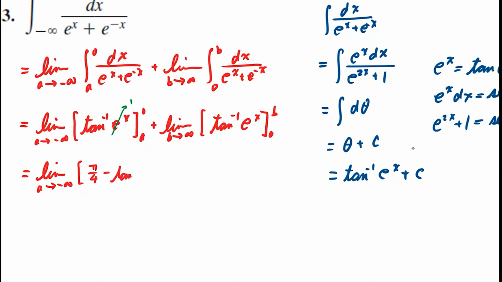Minus inverse tangent of e to the a is what we have so far, plus the limit as b approaches positive infinity, and then substitute b, so we have inverse tangent of e to the b. So far so good? Okay, minus, and likewise this will be pi over 4, wouldn't it? Say yes. Now we take the limit. When we take the limit, this thingy is inverse tangent of infinity. Ooh, what's that? What's the horizontal asymptote of inverse tangent?